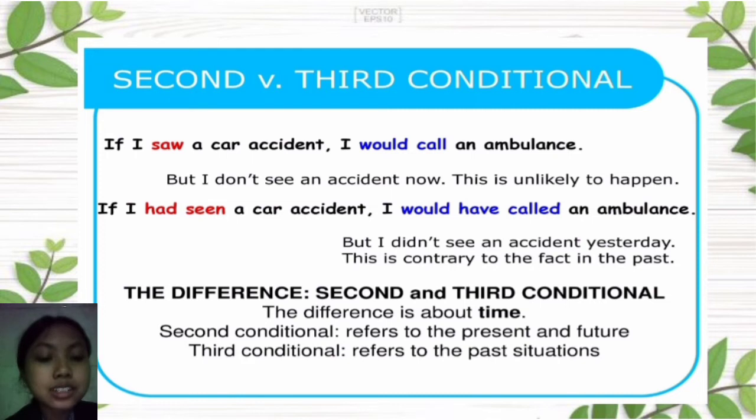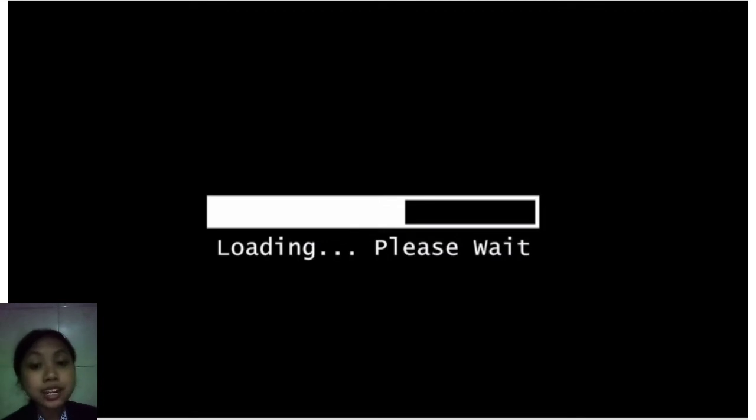And for the third conditional, if I had seen a car accident, I would have called an ambulance. Here the situation is, I didn't see an accident yesterday. This is contrary to the fact in the past. Alright, that's all the material about conditional.